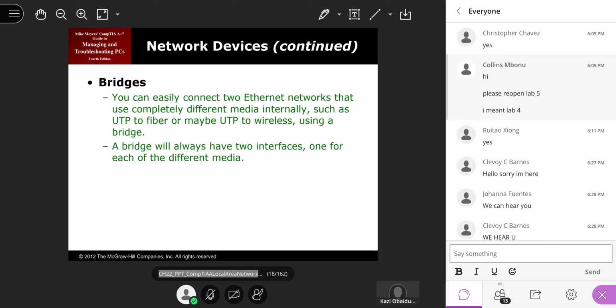Bridge. We know bridges. There's the Brooklyn Bridge that connects Brooklyn and Manhattan, right? Bridges let you easily connect Ethernet networks that use completely different media internally, such as UTP and optical fiber, or maybe UTP to wireless using a bridge. Do you know what that bridge is called? Access point. AP, access point, okay?